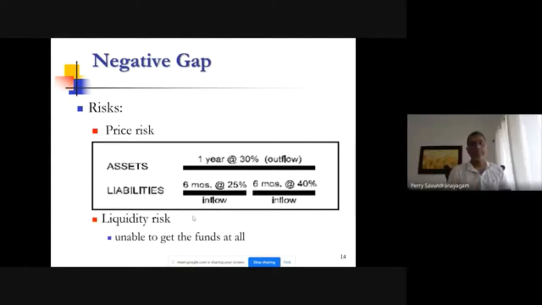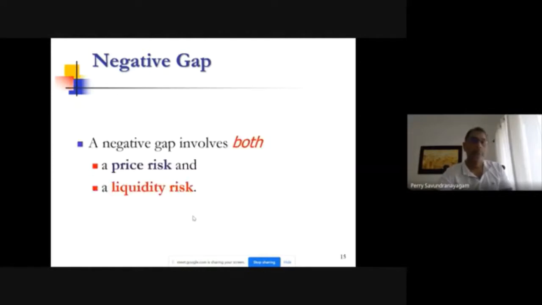So what we discussed, the risks are price risk, rates going up. In this case, it shows that you're raising the 6-month deposit, or 6 months funding, at 40%. And the other one is being unable to get funds at all. So in other words, that's where things get nasty, where the market has gone against you, people don't want to lend to you, or there is a problem in the whole market itself and there is no money. So price risk as well as liquidity risk, as I said.